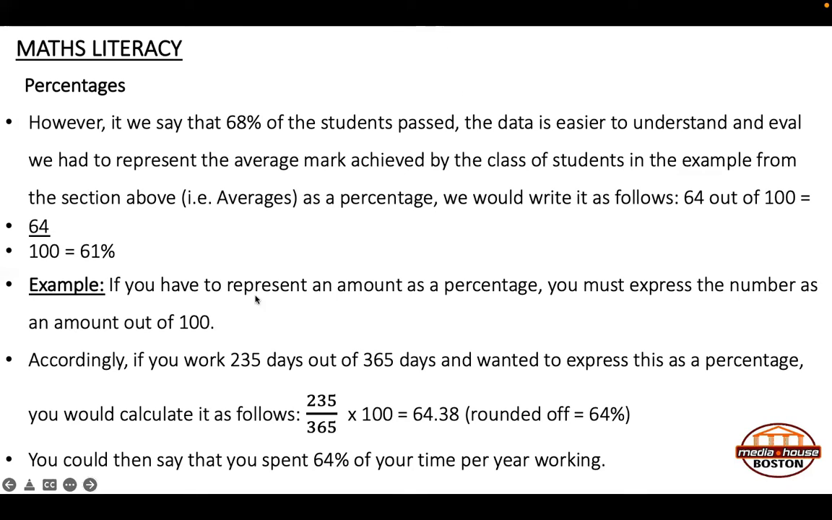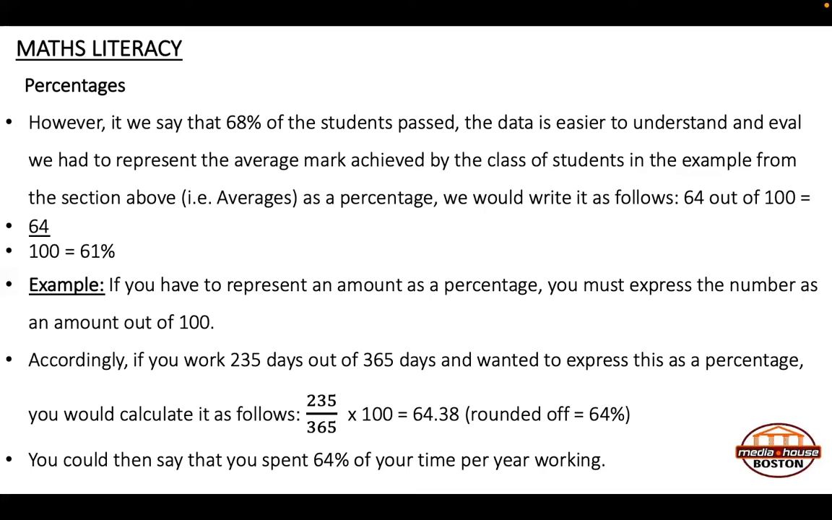Okay, so if you have to represent an amount as a percentage, you must express the number as an amount out of 100. So if you say 235 days out of 365 days, and you wanted to express this as a percentage, you would calculate it as follows. So 235 over 365 times 100. I hope everybody has their calculators. We're going to do some exercises today. Times 100, and you would get 64.38, and rounded off, that would be 64%.